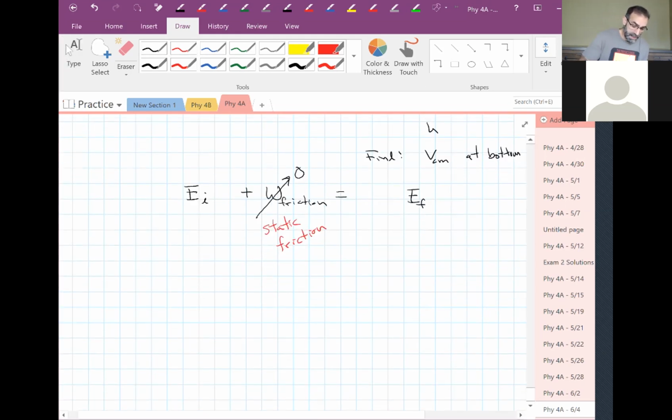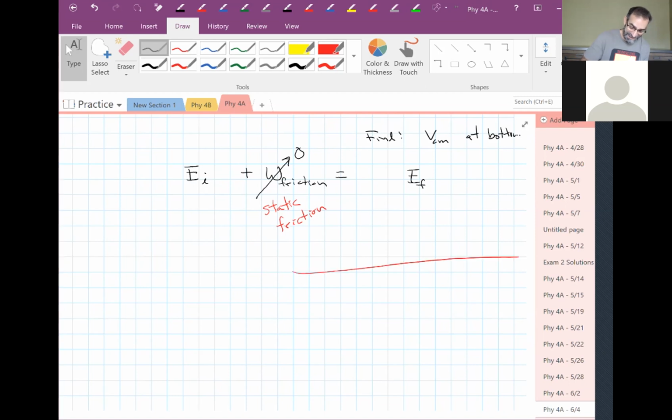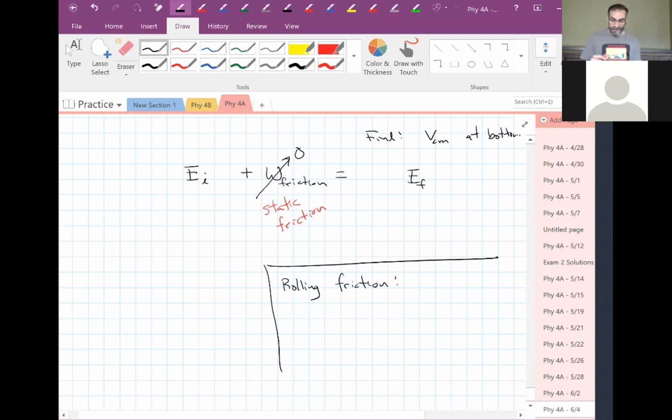Let's have a little aside here. There is something called rolling friction. If you've bought tires for your car recently, maybe you've thought about this a little bit. Some tires advertise that they are high mileage tires, or your car will get better mileage with those tires than with other tires. They're talking about reducing the rolling friction.